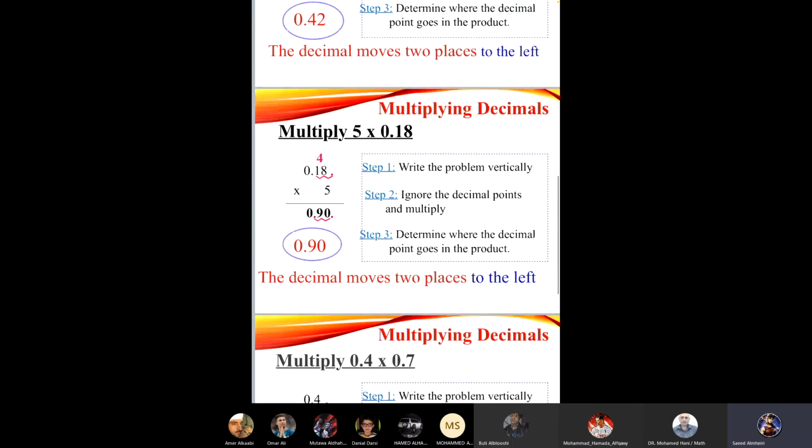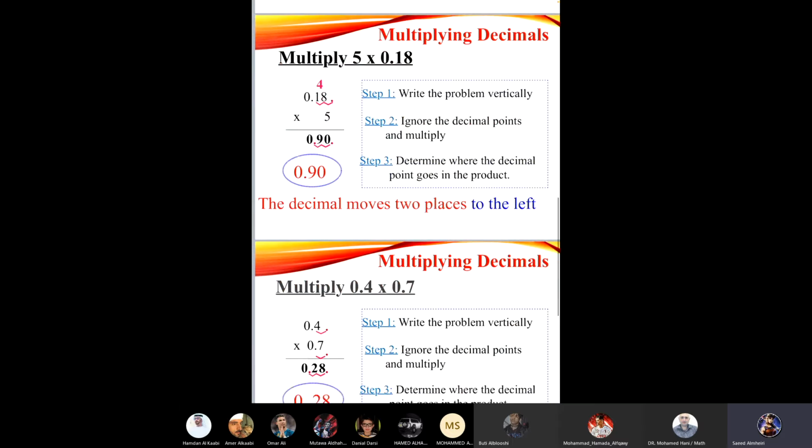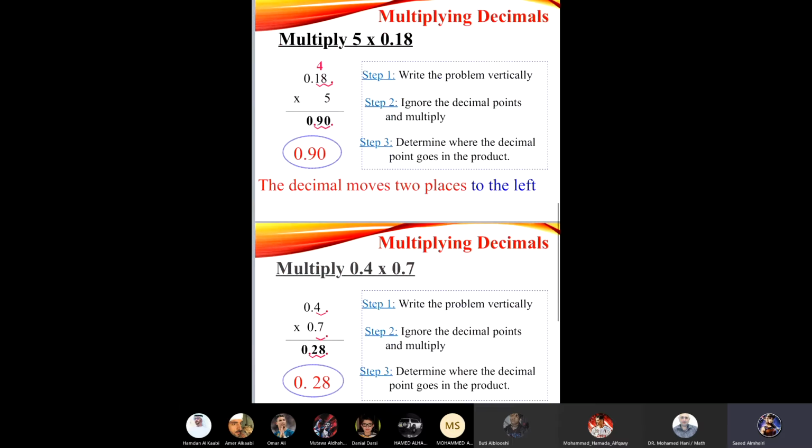Now, another question. 5 multiply 0.18. 4.08 multiply 5 equals 0.90. So the answer will be 0.90. Now the steps are the same. Write the problem vertically. Step 2, ignore the decimal point and multiply. Step 3, determine where the decimal point goes in the product. The decimal moves two places to the left.